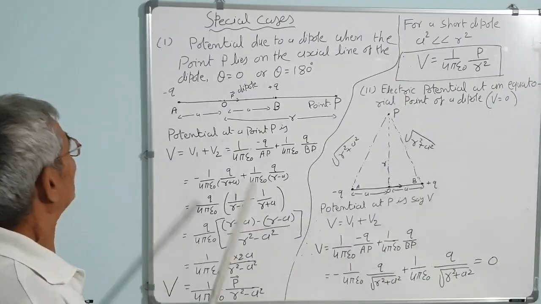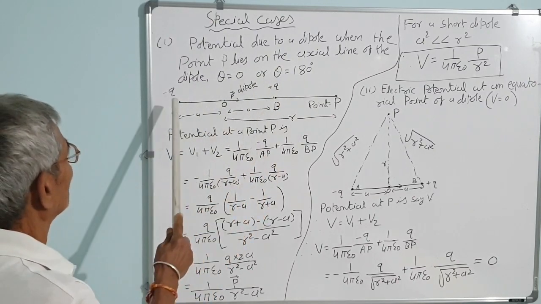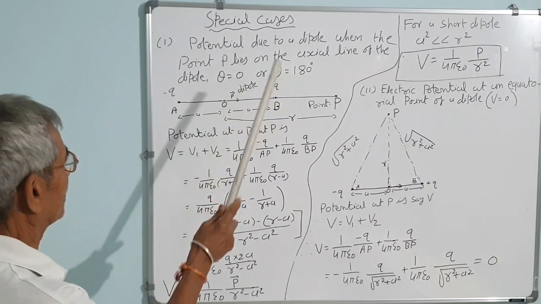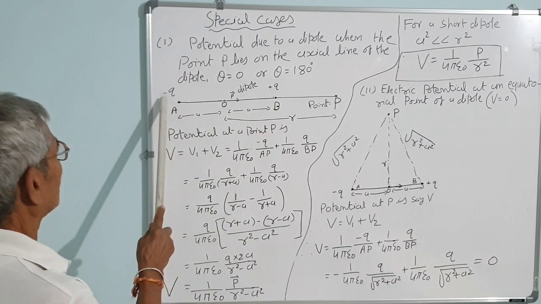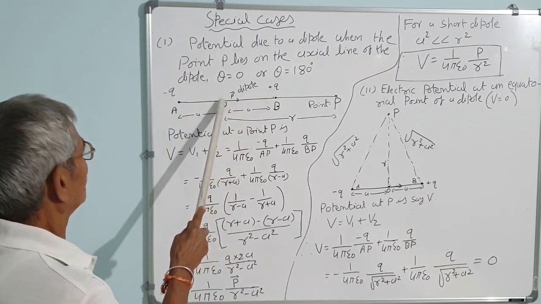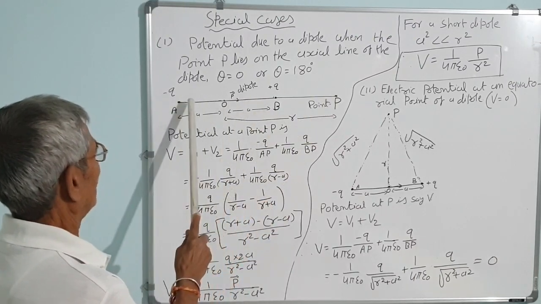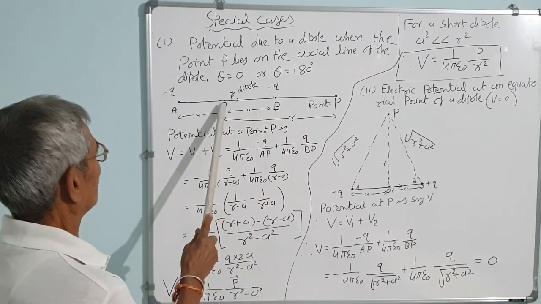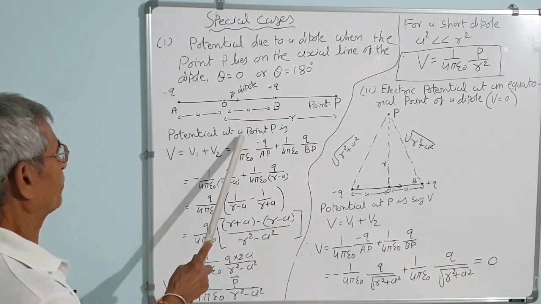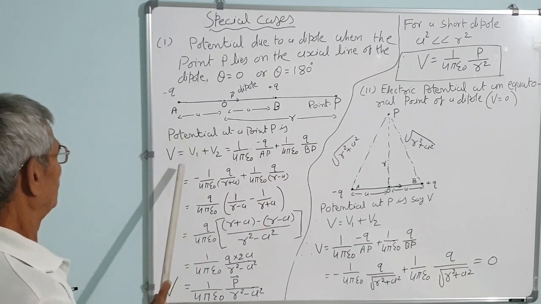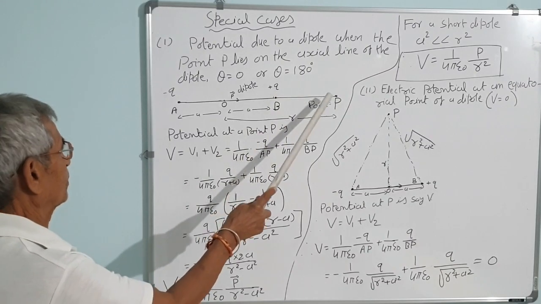Now, special cases. Potential due to a dipole when the point P lies on the axial line of the dipole, that is theta is equal to 0 or theta is equal to 180. Consider a dipole AB consisting of minus q and plus q charges. O is the center of the dipole, and P is the point on the axis at a distance r from the dipole center O, where we want to calculate the potential. The potential at point P is V is equal to V1 plus V2, due to the minus q charge and the plus q charge at P.